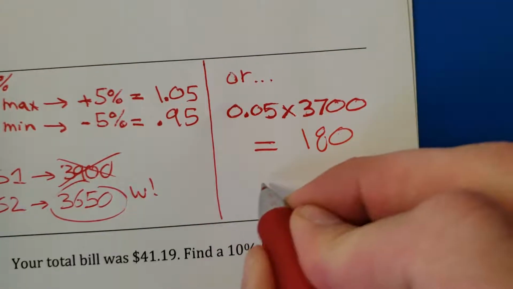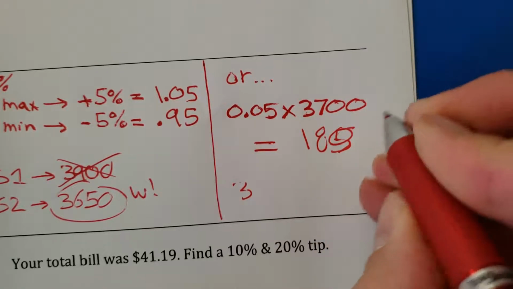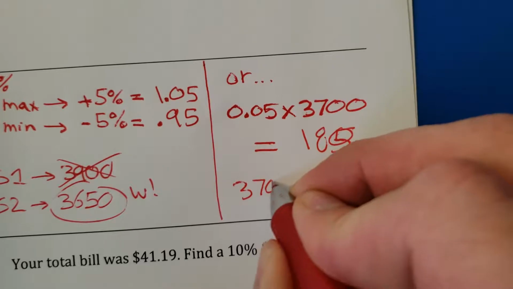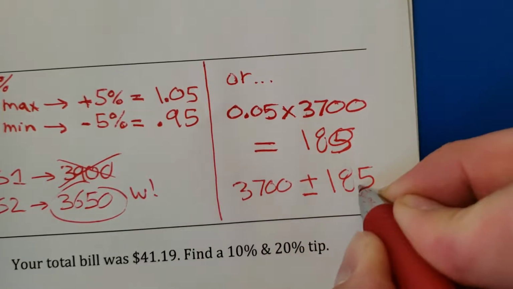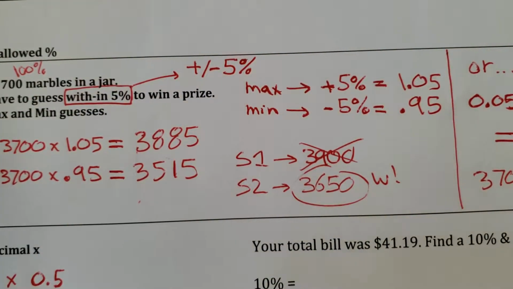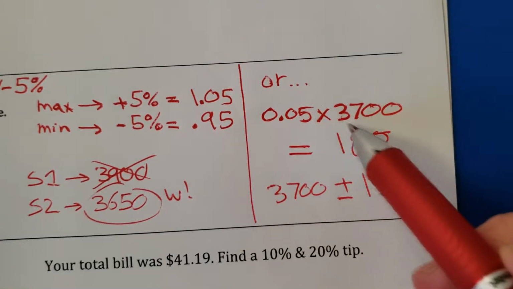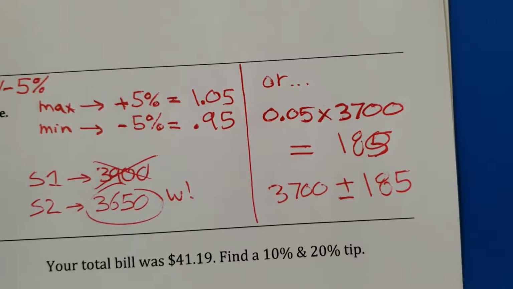So that means you could have, whoopsies, got a little ahead of myself. I was thinking about the zeros, the next number I was going to write down. So that means you can do 3,700 plus and minus 185. Okay? Spoiler, you're going to get the same numbers you got over here. So that's another way to do it. You can actually find the 5% and then apply it over and under with a plus and a minus. So either way works.